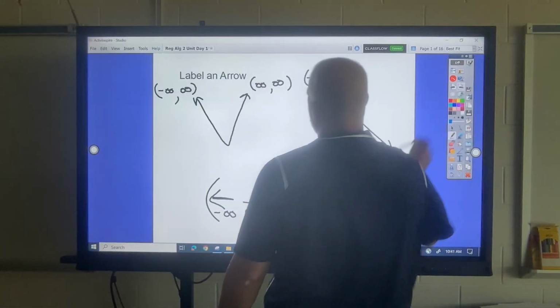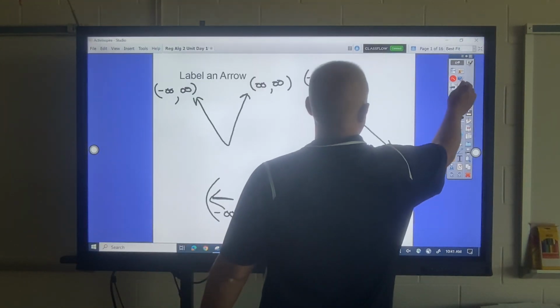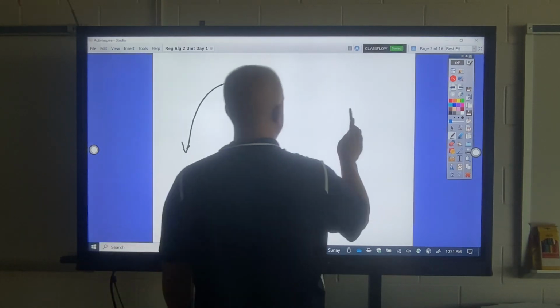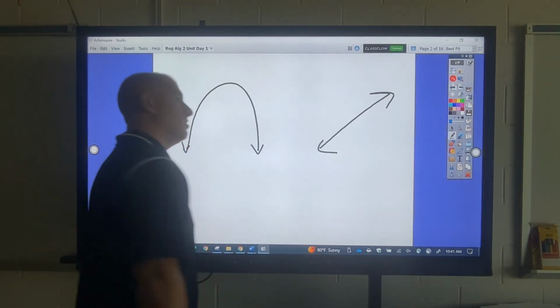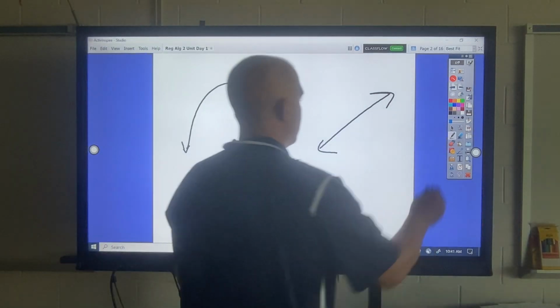So what I would like you guys to do is go ahead and label these two arrows on your own. See if you can practice that, left arrow, right arrow, okay?